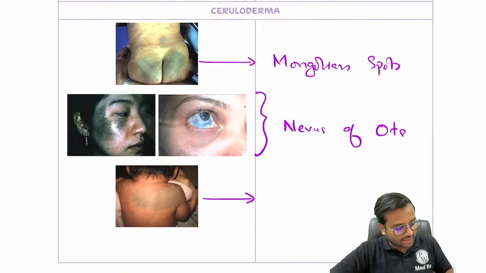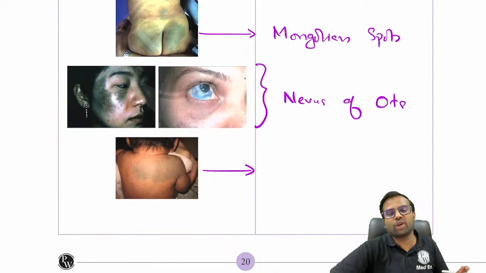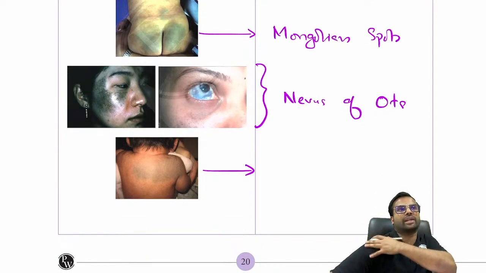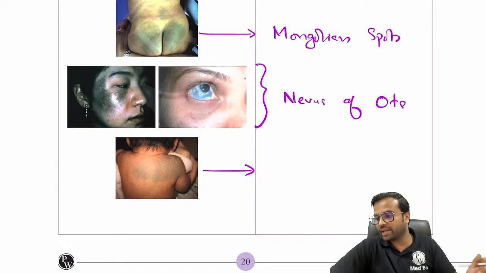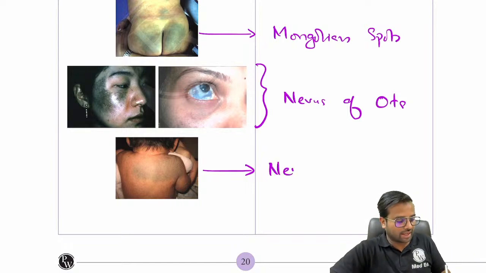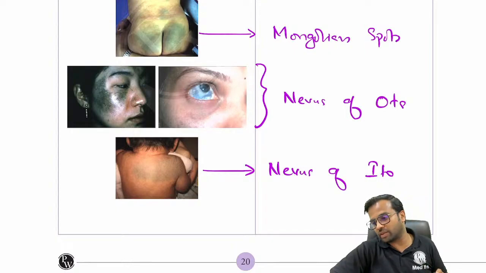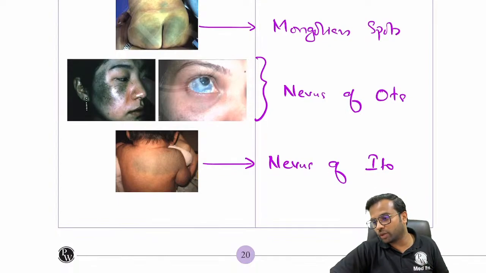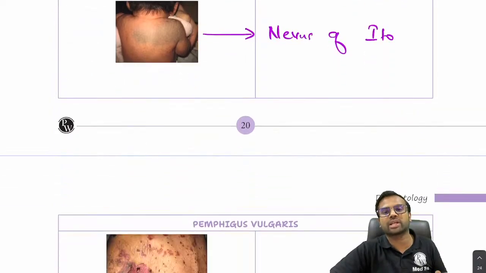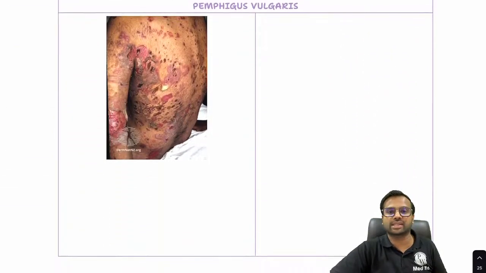Then what is this? Like a child who is having a bluish discoloration over the shoulder area. This is nevus of Ito. So very good. In all these cases, what you can see is a bluish discoloration over the skin.